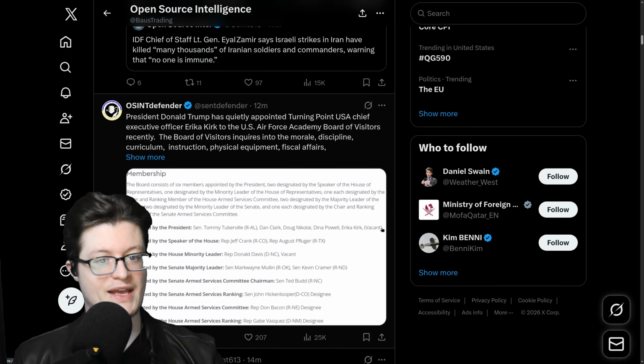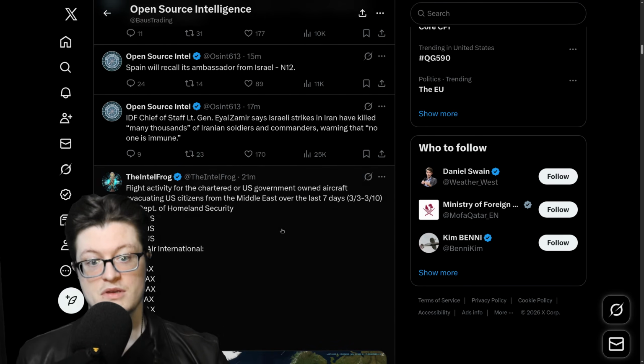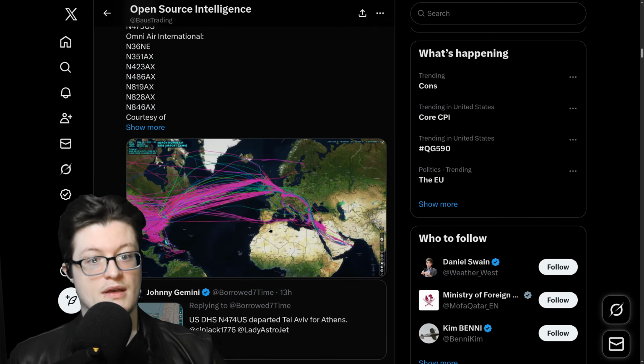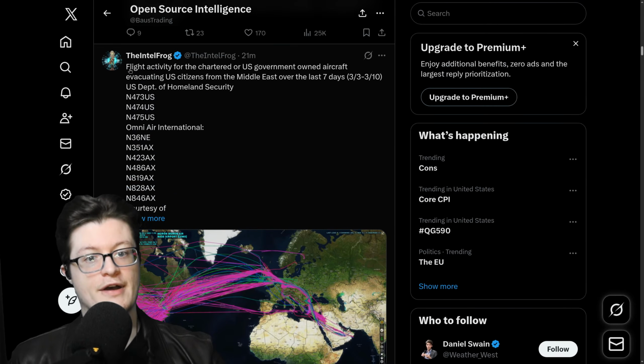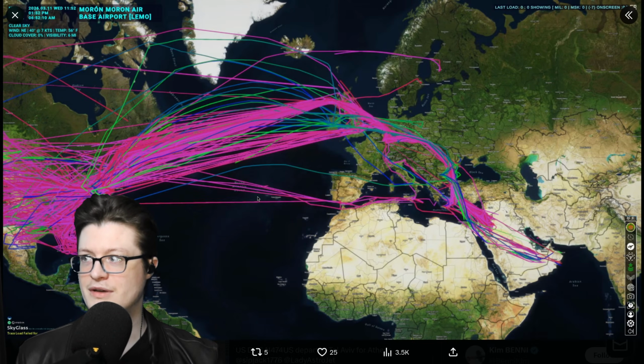Some news on the IDF. Trump has quietly appointed Turning Point USA Chief Executive Erica Kirk to the U.S. Air Force Academy Board of Visitors recently. Okay. Look at that. Flight activity has been for the chartered or U.S.-owned aircraft evacuating U.S. citizens from the Middle East over the last 7 days. So this is the flight path of all the evacuations.